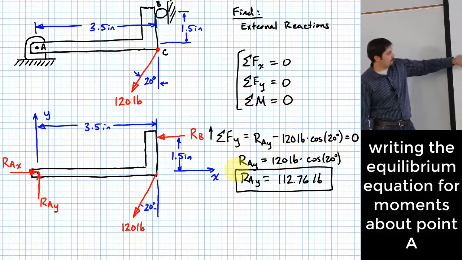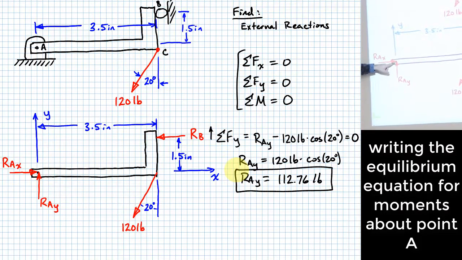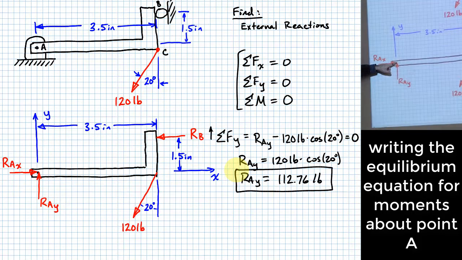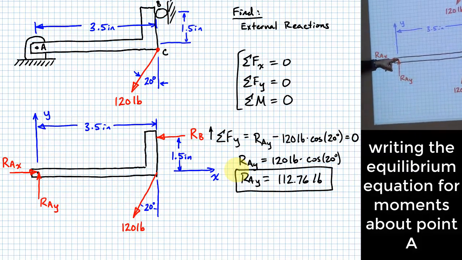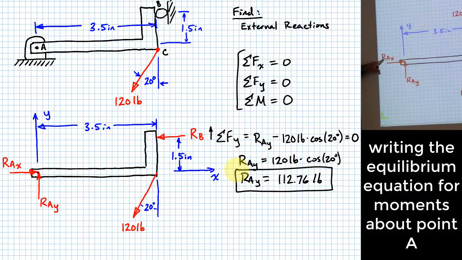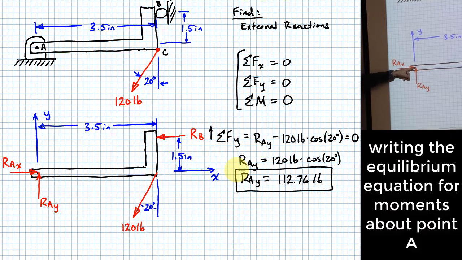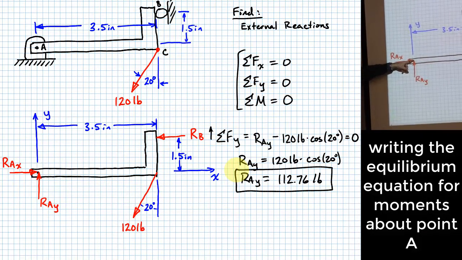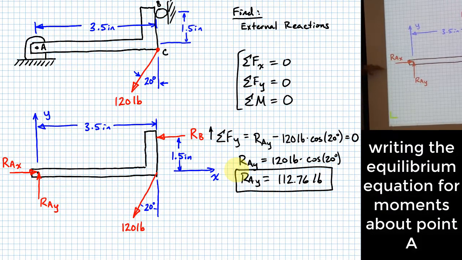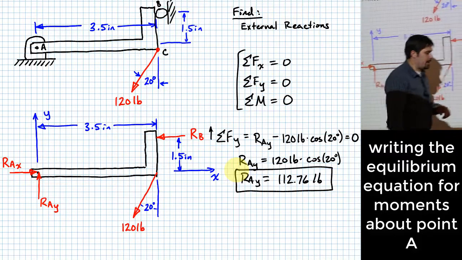Okay, so on this one, I actually do know RAY now, but let's say that I picked this point right here. Even if I hadn't already done the original equation, picking this point and summing moments about it, neither RAX nor RAY will produce tendencies to rotate about this point. Do you agree with that? Because their lines of action actually pass through that point. So that's a really good place to sum moments around.